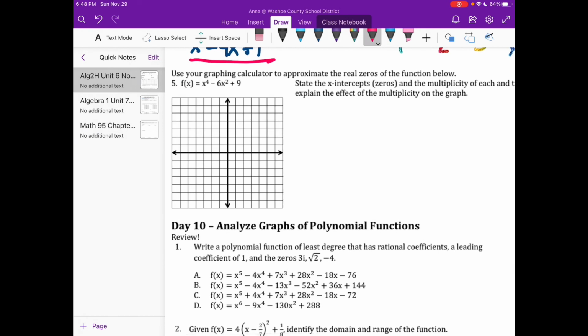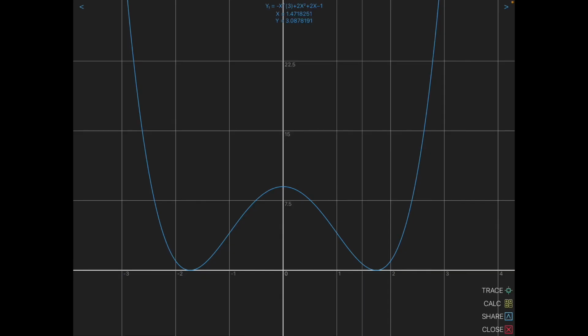Okay. Use your graphing calculator to approximate the real zeros of the function below, and then state the x-intercepts and the zeros. So we're going to take this guy, plug it into our graphing calculator, and then see the general shape of it and where the zeros might be. All right, so this is what the graph looks like, okay? The general shape of the graph.